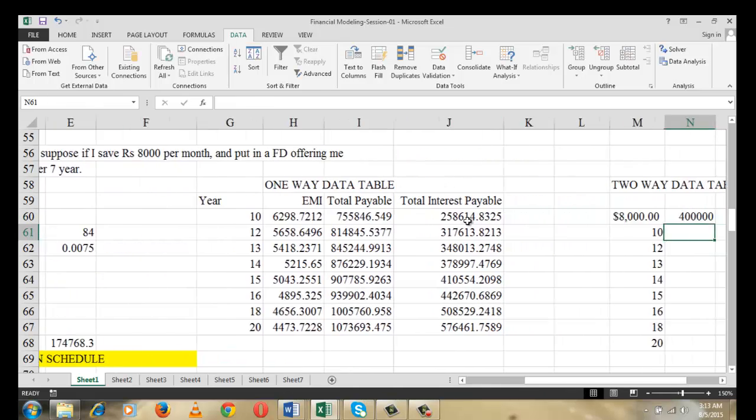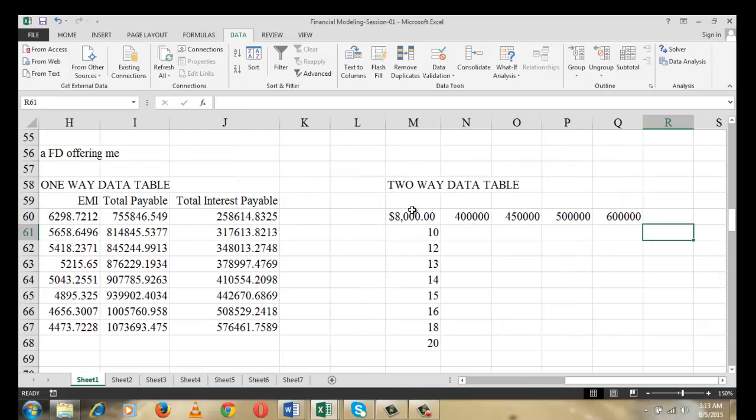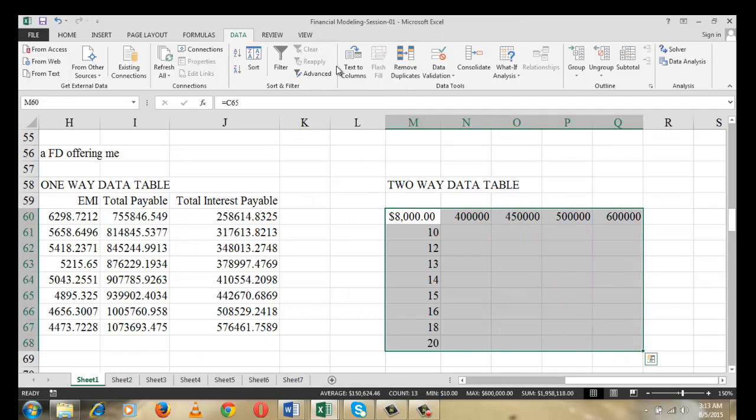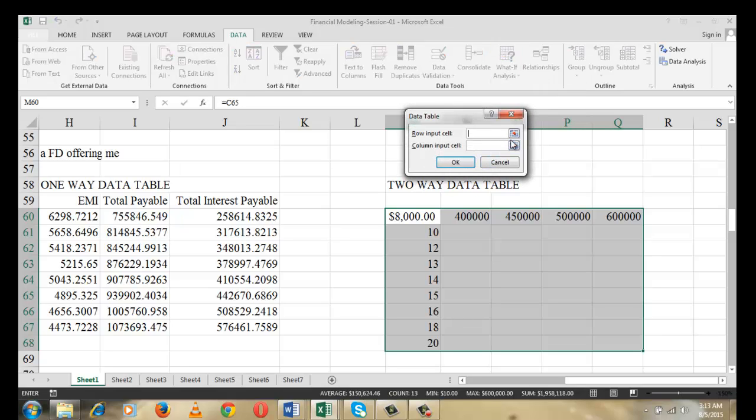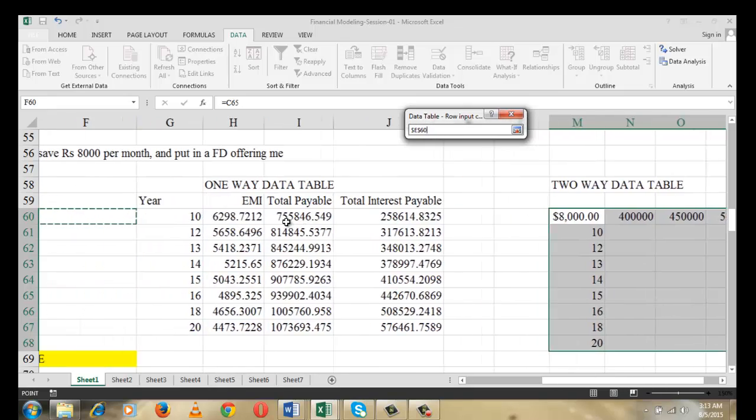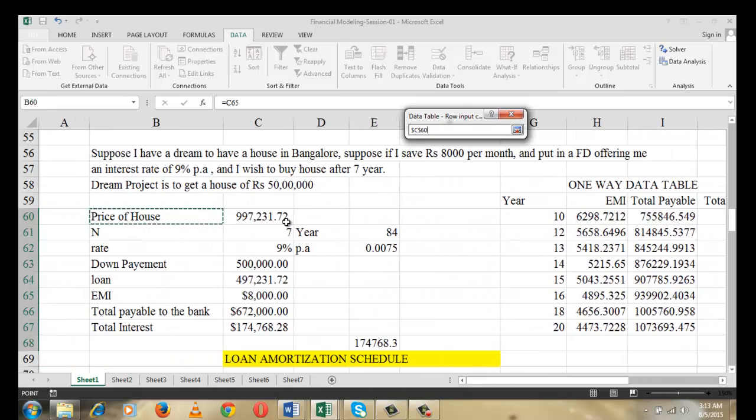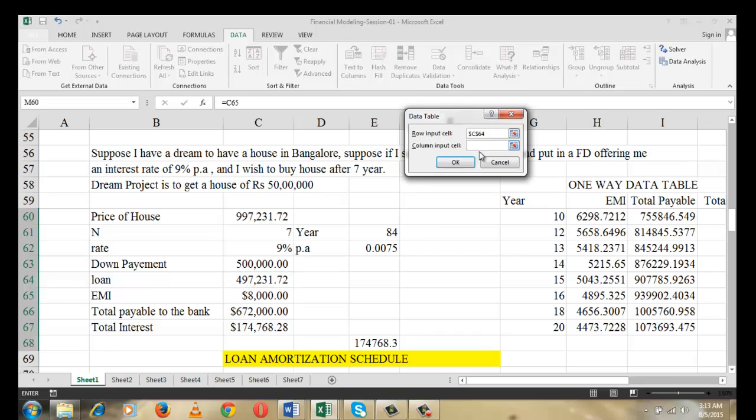So what we can do is select the complete range, go to What-If Analysis, Data Table, then the row input cell. If you click on the row input cell, in the row-wise you have the loan amount. Loan amount means this. Then the column input cell, column is year, so click on year.